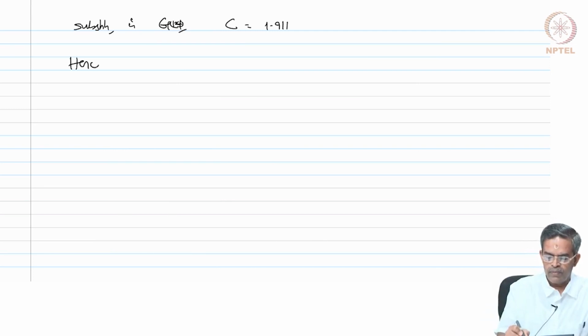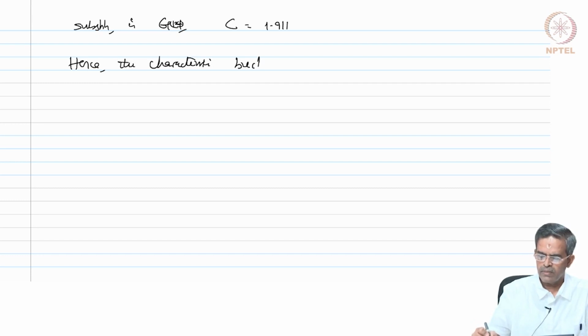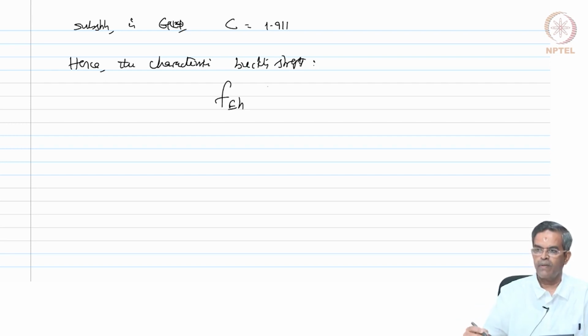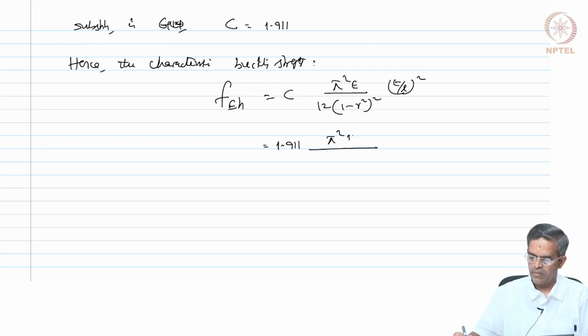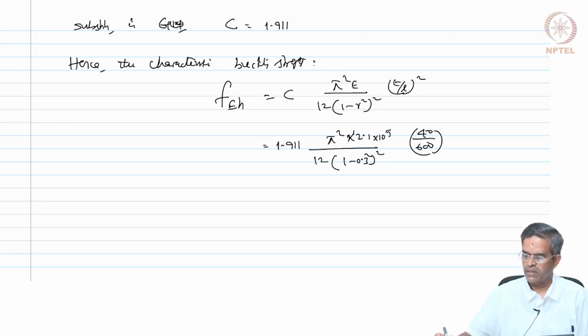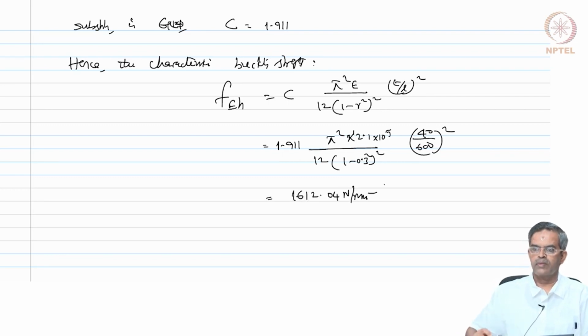So, therefore, the characteristic buckling strength is given by FEH, C times pi square E by 12 (1 minus nu square) the whole square, T by L the whole square, which will be 1.911 times pi square, 2.1 10 power 5, by 12 (1 minus 0.3 square), 40 by 600 the whole square, which becomes 1612.04 Newton per millimeter square.